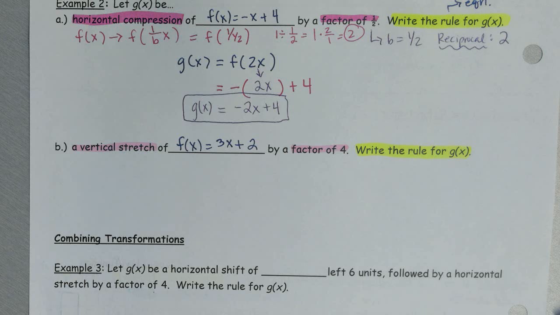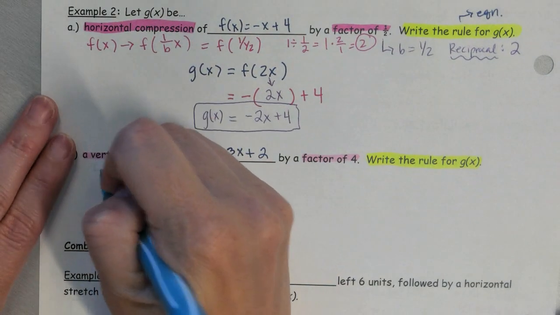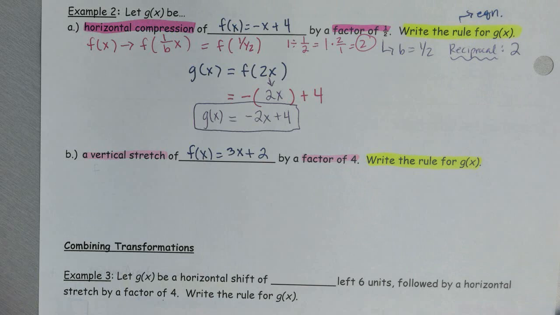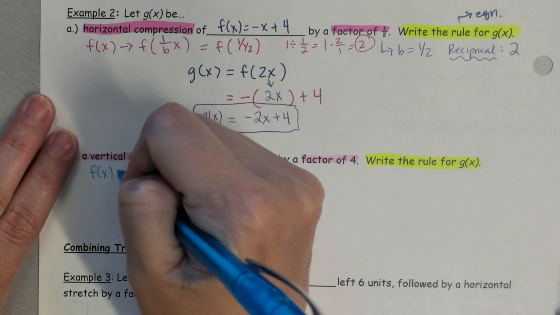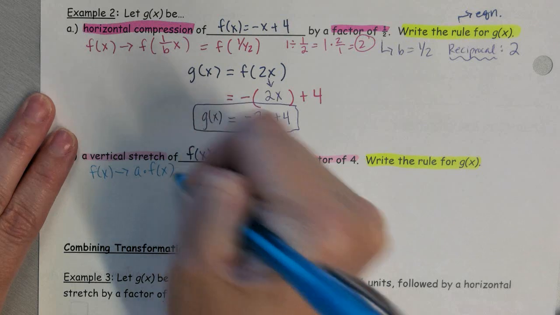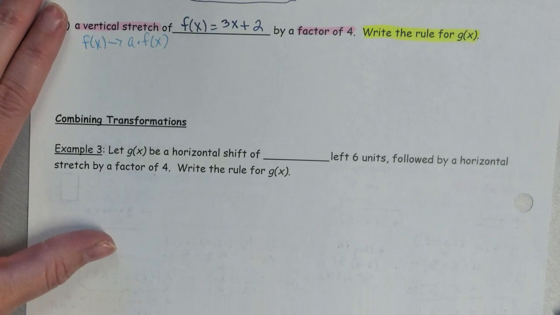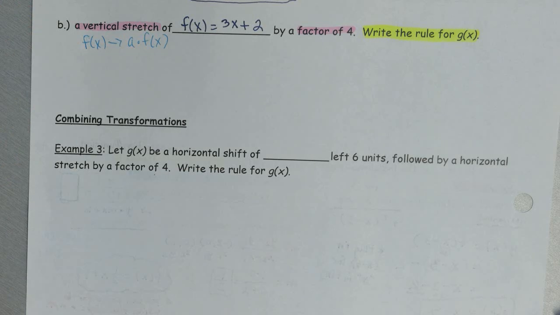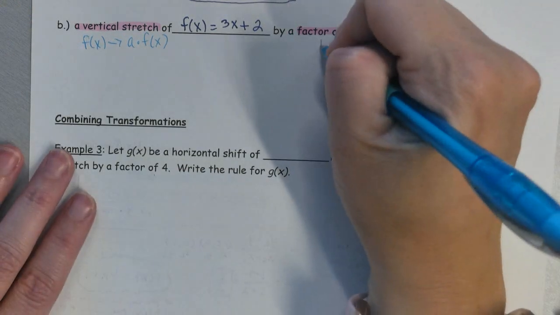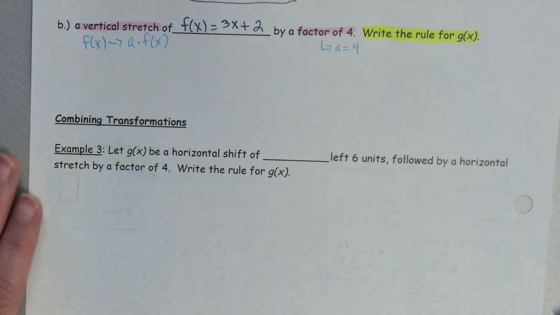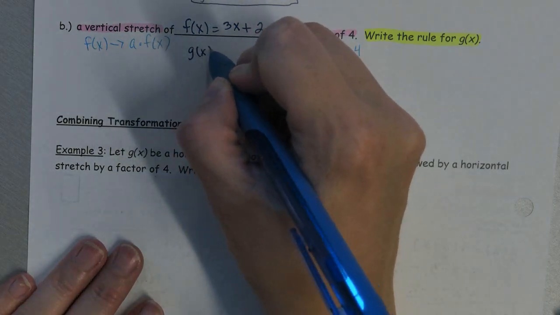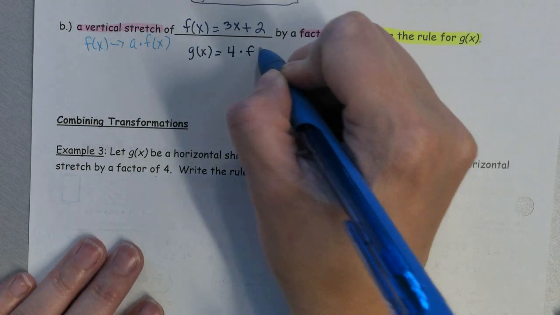And then for the vertical stretch, the first thing we want to do is just write down the rule. So that is f of x goes to a times f of x. Okay, so that was, at the very least I wanted you to do that. And then the factor is 4. So that means that your a value is equal to 4. Okay, so for your g of x equals 4 times f of x.